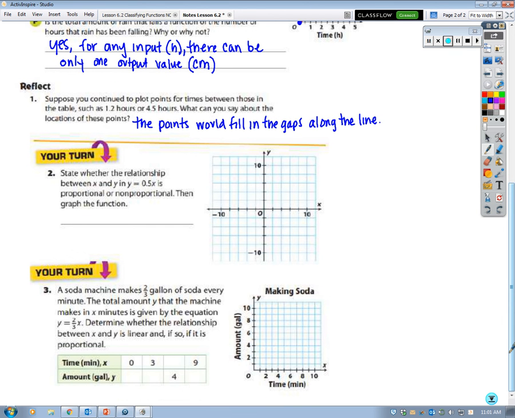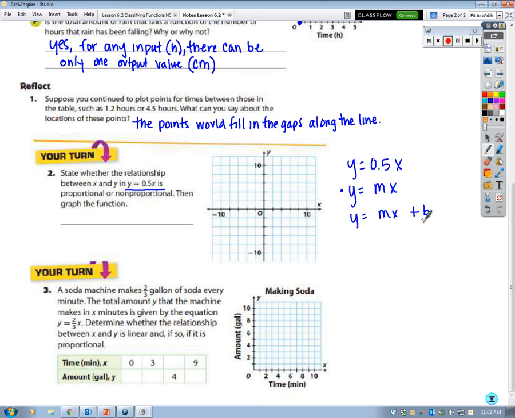We've got your turn number 2, where it wants us to state whether the relationship between x and y, y equals 0.5x or 1/2 x, is proportional or non-proportional, and then graph the function. So we know it's a function. We want to determine if it's proportional or not. When I look at this, I've got y equals 0.5x, and I know that it should match an equation of y equals mx or y equals mx plus b. In this case, it does match y equals mx. It does have a constant rate of change. It does have an input and an output value, so this does represent a linear equation.